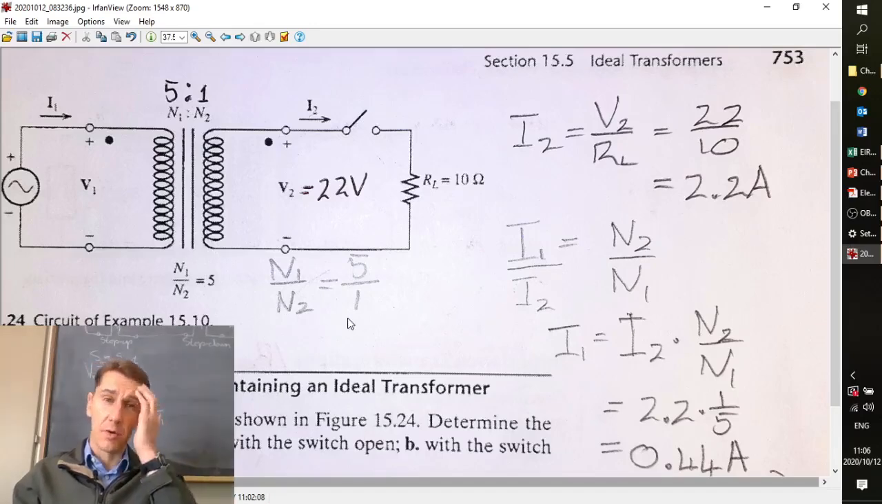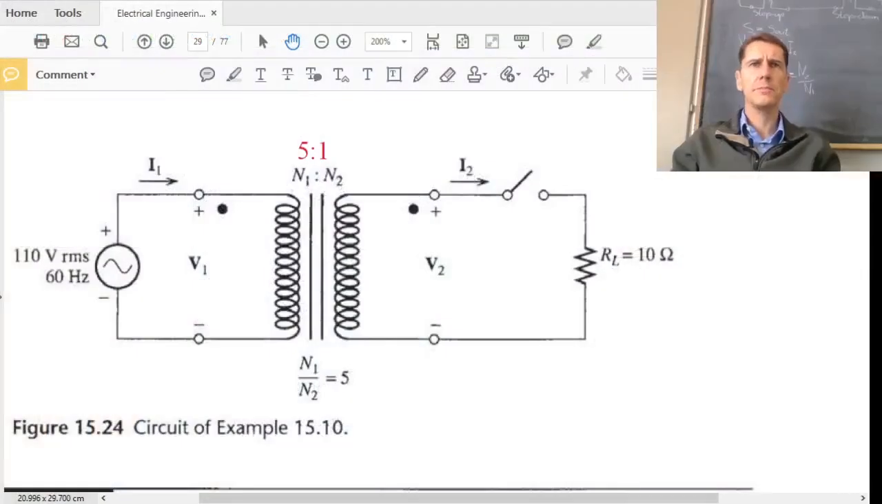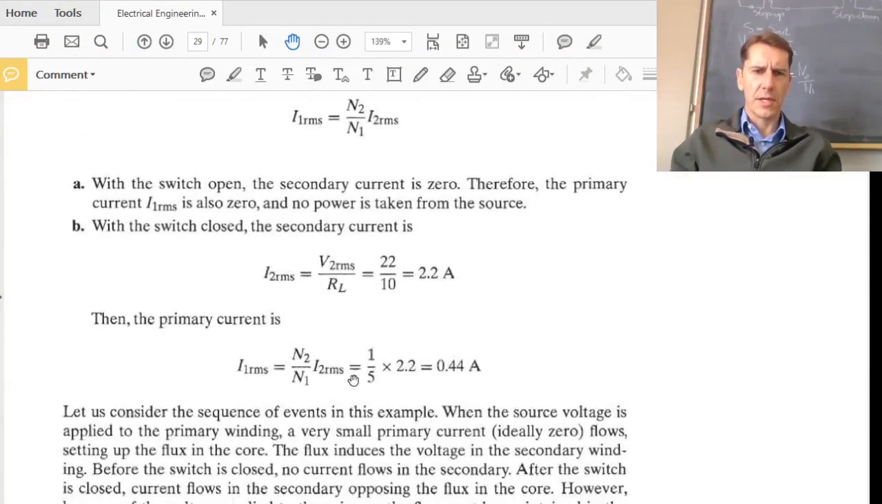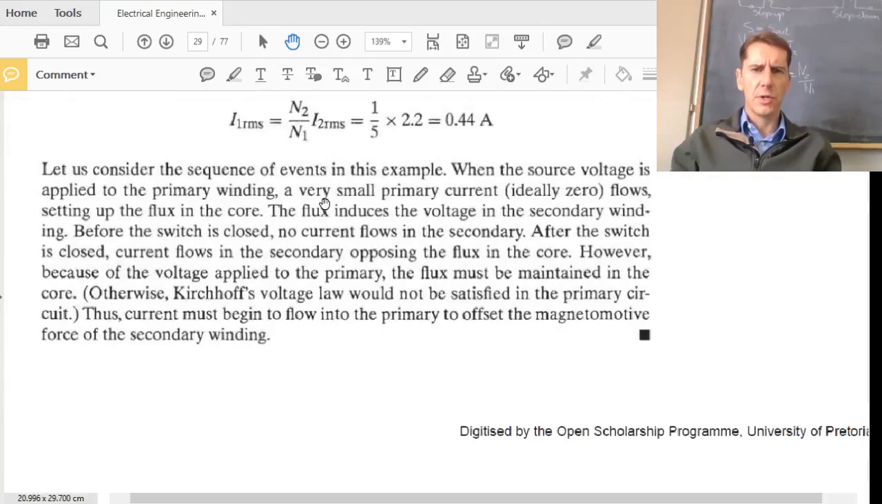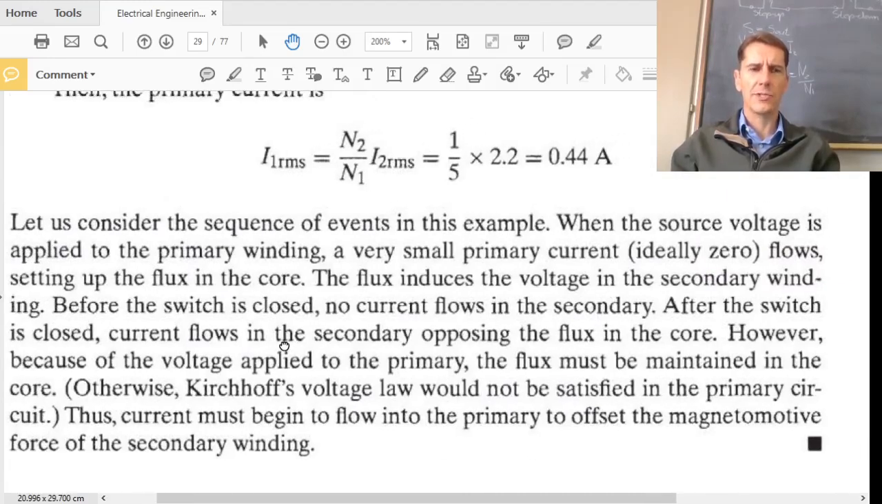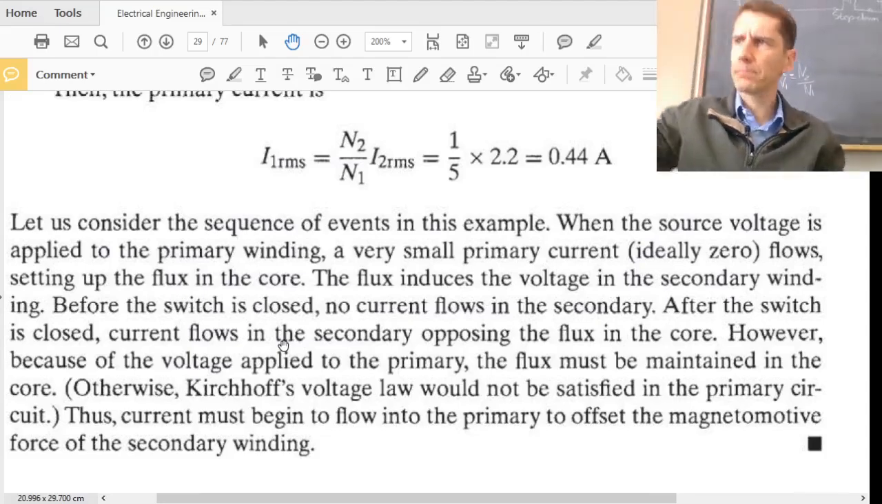Now this concept of the switch open and the switch closed and what happens, that's what's going to become important. I want to go back to this one in our textbook. Let me get my PDF in front of me. At the bottom of this section, let us consider the sequence of events that I already explained to you. Please go in and read through this paragraph with some care. That's the whole concept as to why you actually have current flowing on the primary side when the switch closes. So please go and work through that.